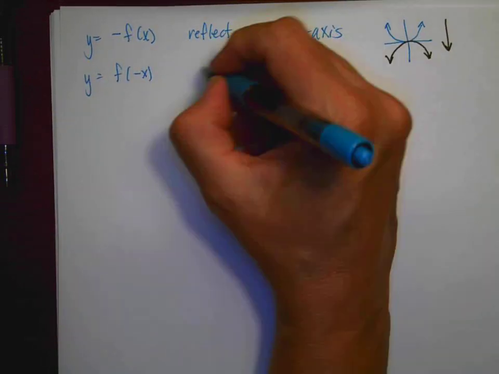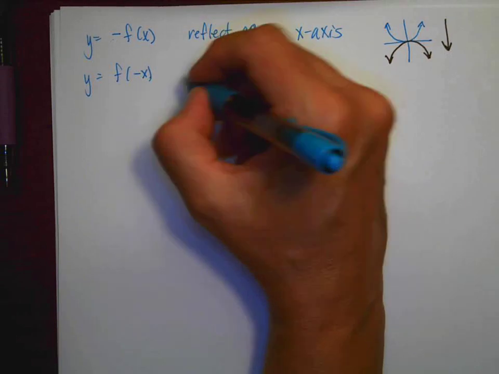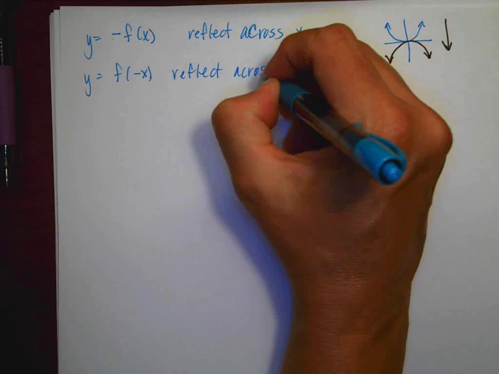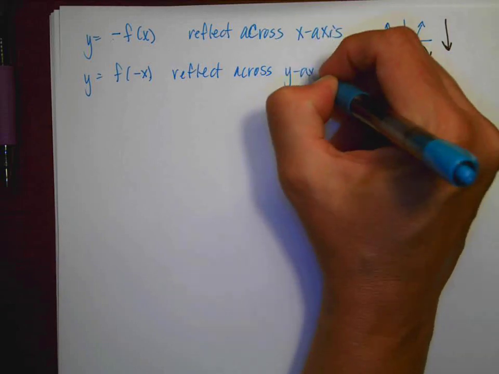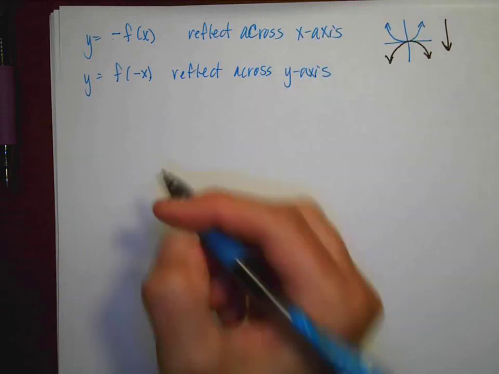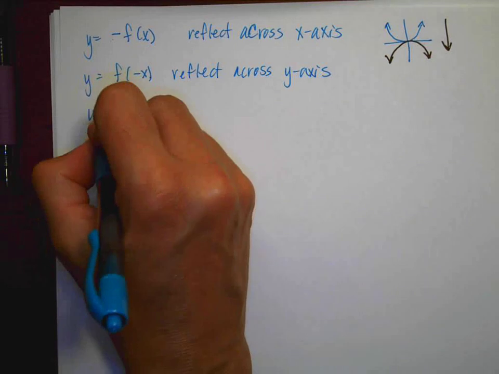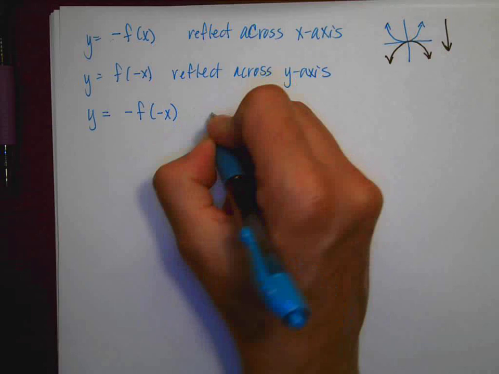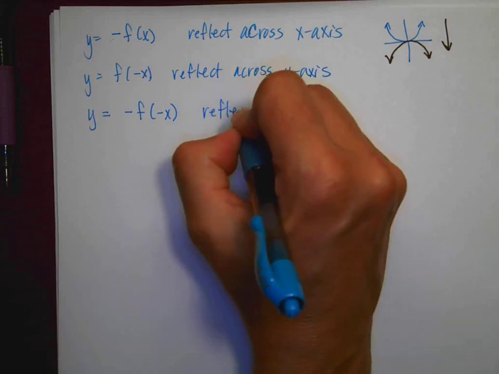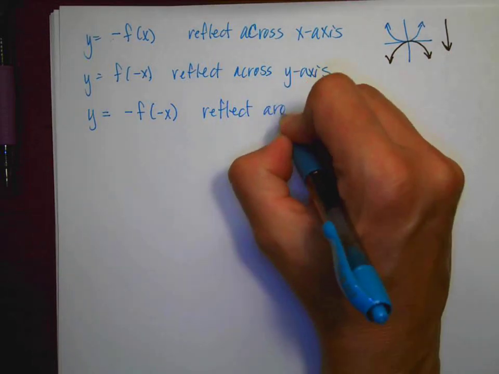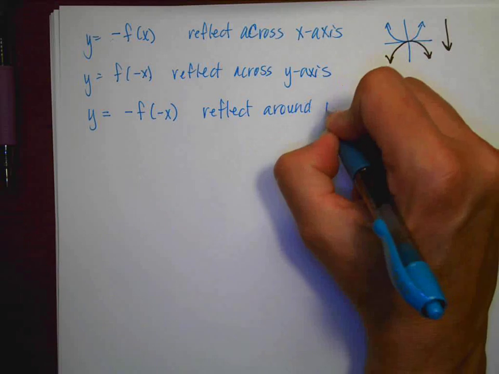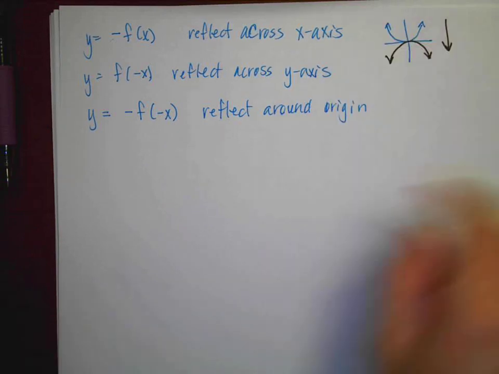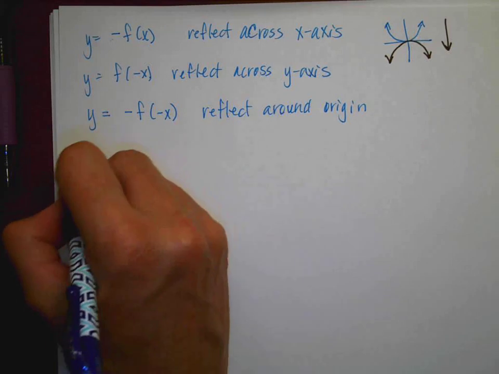If I have y is equal to f of a negative x, that is inside the function, that is a horizontal change. So this is going to reflect across the y-axis. And then if I have y is equal to a negative f of a negative x, this is going to reflect around, slightly different word, the origin, okay?